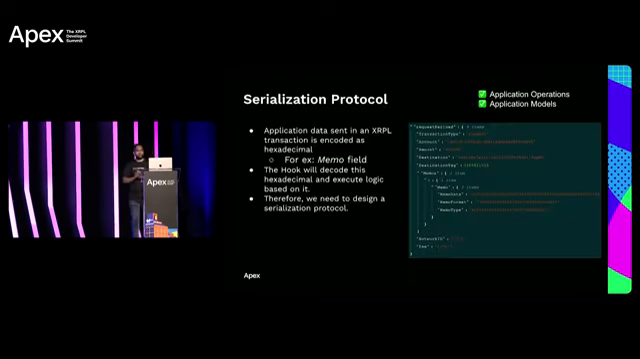So now we also need to define a serialization protocol. When you're sending data in an XRP transaction, it's encoded in hexadecimal. For example, the memo field on the right for this payment transaction, you can see this is all encoded in hex. And so the hook will decode this hex and execute logic based on it.